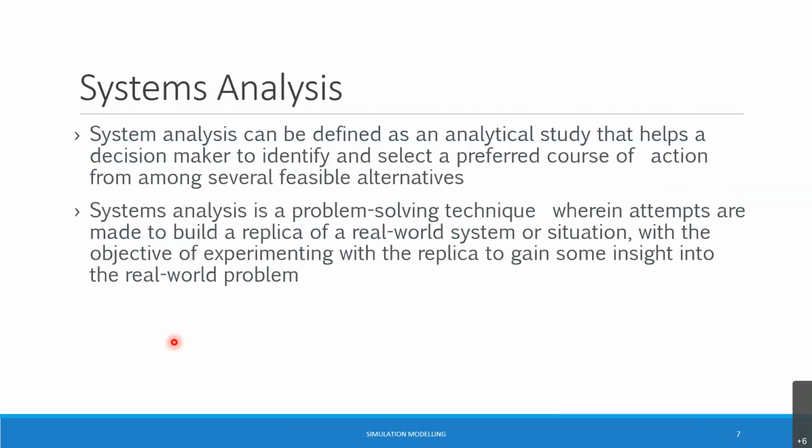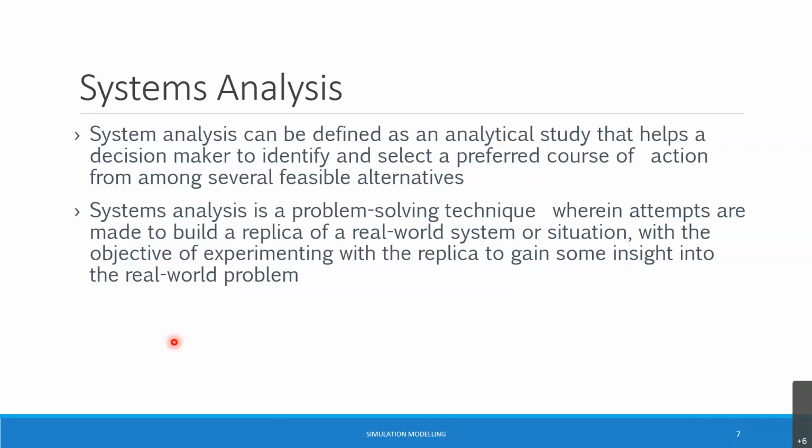So this is just a very brief introduction to the concept of systems analysis, because that is important for me to define the way simulation is useful here. It is a kind of analytical study where the decision maker is trying to identify and select a preferred course of action from all the different alternatives. That is where you use linear programming or dynamic programming or any other optimization technique. What is it that you are trying to do here? You have a set of alternatives, a large list of alternatives. You are trying to pick the best alternative. You are trying to find out the best alternative.